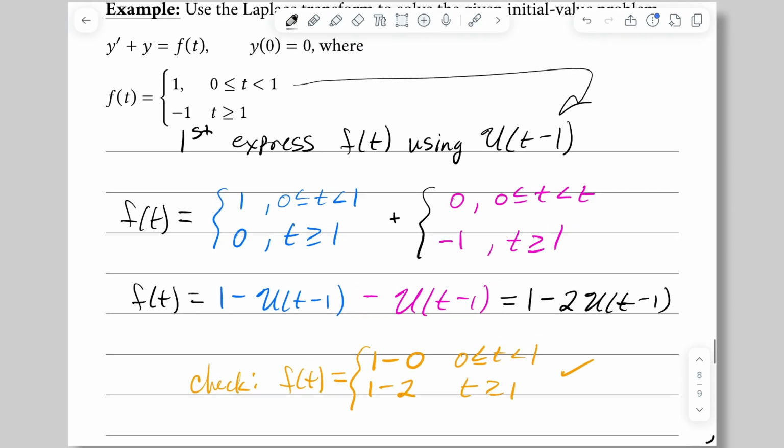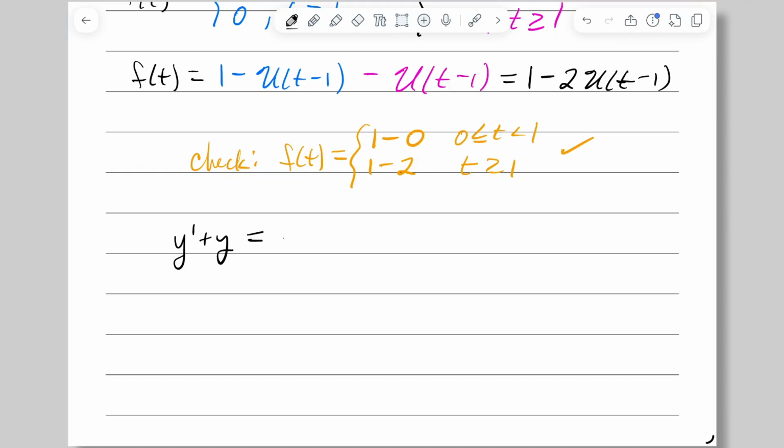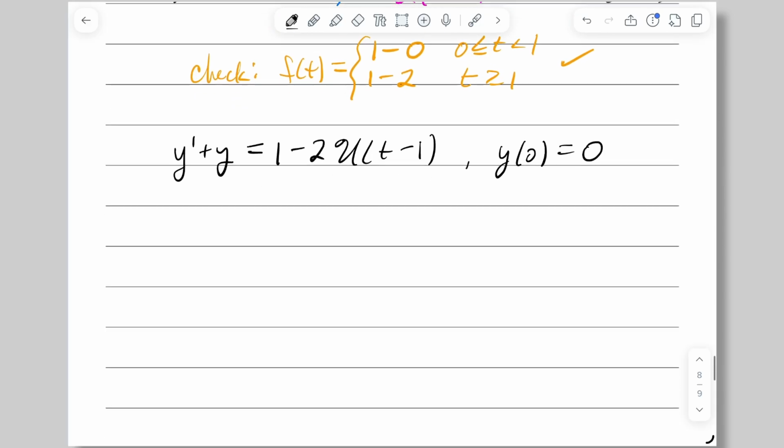The differential equation is then y prime plus y equals 1 minus 2 times the unit step function of t minus 1, and don't forget the initial condition, y of 0 is equal to 0. Now I want you to see if you can solve this equation and then come back.